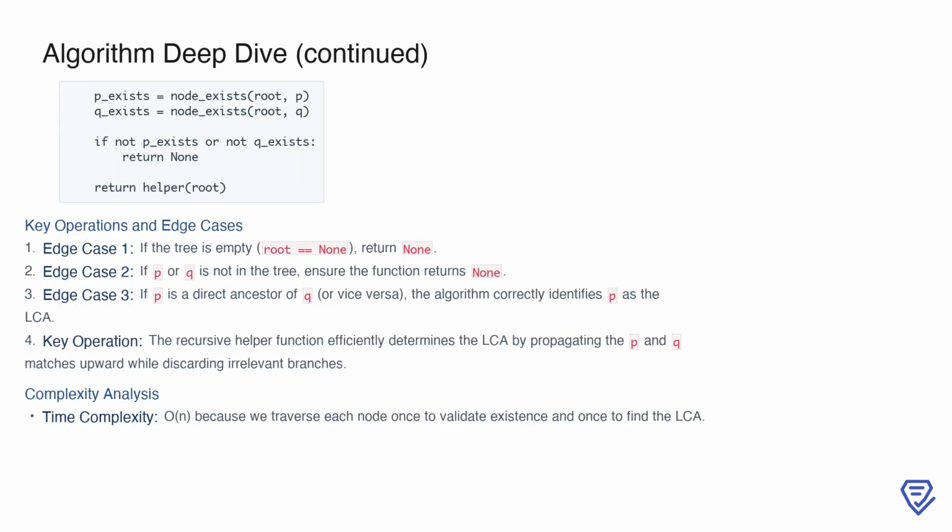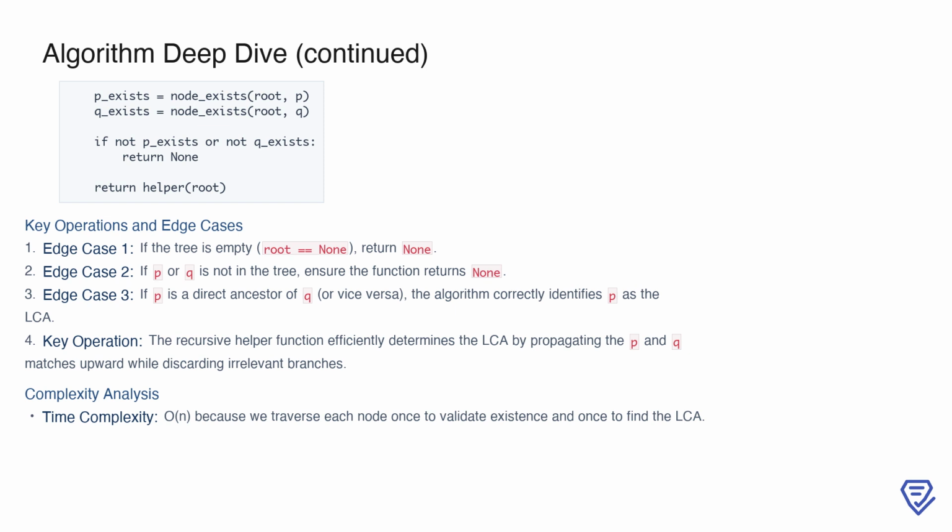Once the helper function is in place, we validate the existence of both P and Q by using the node_exists function. This ensures that our algorithm doesn't incorrectly return a result when one or both nodes are missing. If either P or Q is found to be absent, the function immediately returns none. Otherwise, it calls the helper function, starting the recursive LCA search from the root of the tree.